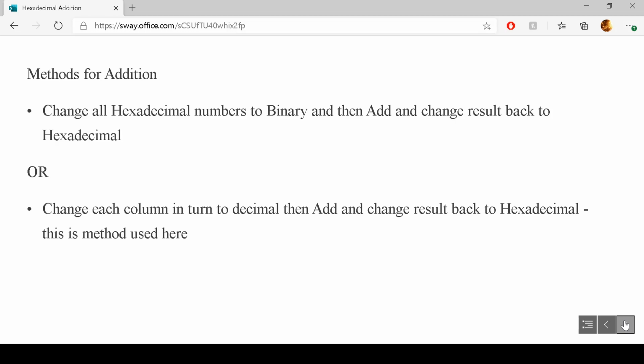There are two different methods that you can use for hexadecimal addition. One of these methods is changing the hexadecimal number to binary and then adding the binary numbers together, then changing the number back to hexadecimal. Or, which is the method we'll be using, you can add each of the columns separately by turning them into decimal, adding them, and then changing the result back into hexadecimal. As I said, that's the method we'll be using here.